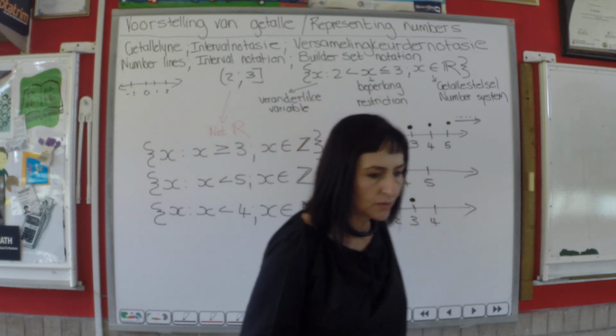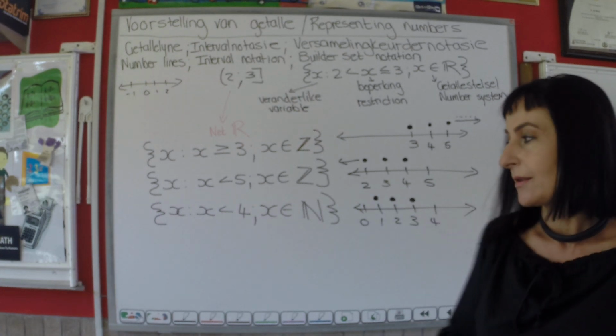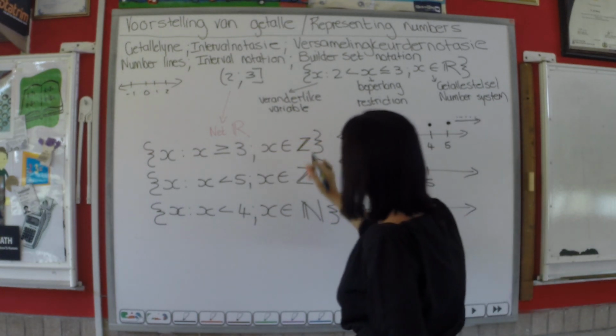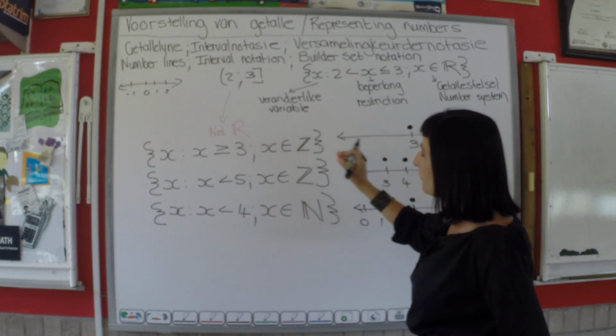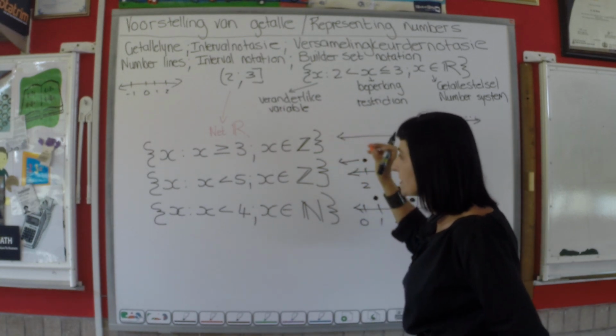So the picture is only going to be 1, 2, and 3. But to be able to draw these pictures, guys, we've got to know our definitions of whole numbers, integers, natural numbers, real numbers, etc.